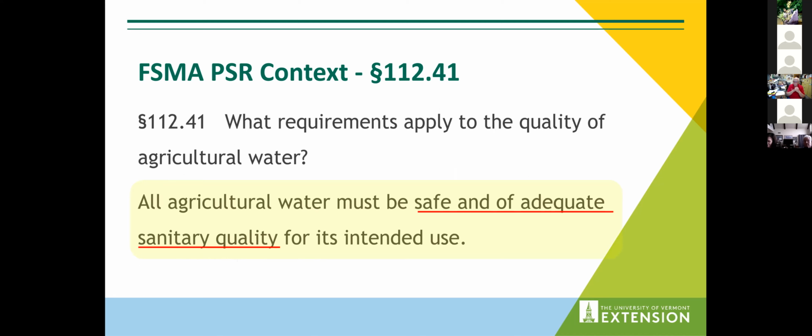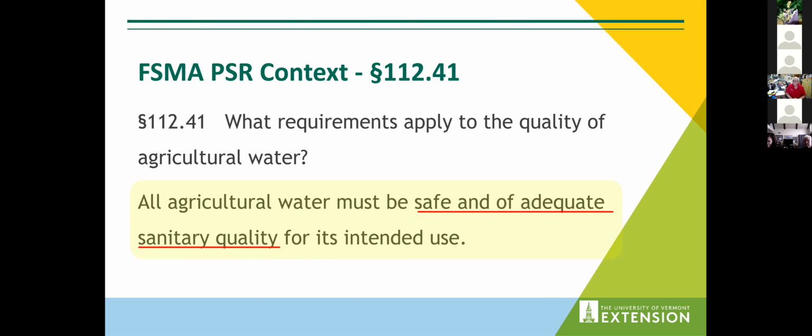Again, 112.41, which is the section of the rule. What requirements apply to the quality of water? Again, all agricultural water must be safe, of adequate sanitary quality for its intended use. That does not mean there aren't differences in the water. It's what it's used for. For instance, irrigation water: you can have generic E. coli in your irrigation water as long as it's right now under 126 colony forming units per 100 mL of water. And that's why you're getting your water test, to see if it meets that.